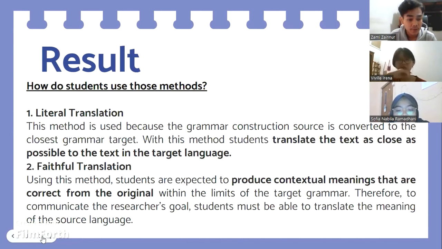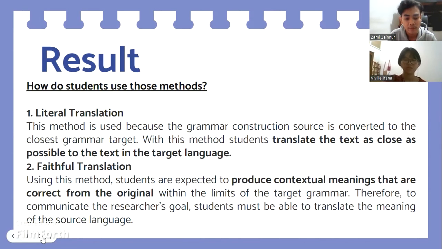In the main results, we believe that is common to our questions. That is, how do students use those methods? The first one is literal translation. This method is used because the grammar construction of the source is converted to the closest grammar of the target. With this method, students translate the text as close as possible to the text in the target language.